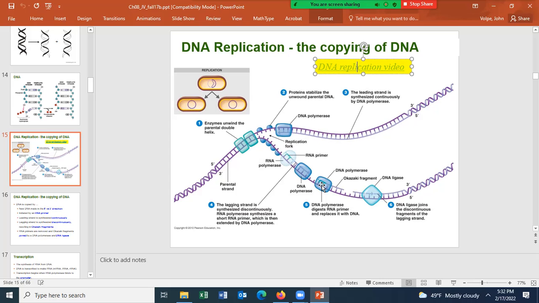On the other strand, called the lagging strand, the DNA polymerase moves this way, and the DNA is separating that way, so this isn't going to work. And what the DNA polymerase does is it makes the DNA in Okazaki fragments, so the DNA polymerase will bind here and then go to here, and a DNA polymerase will bind here and then go to here. And so the lagging strand is made in short patches all the way down. Any question about any of that?